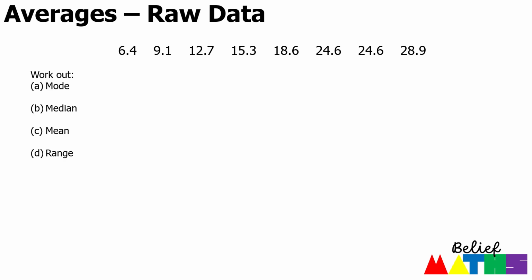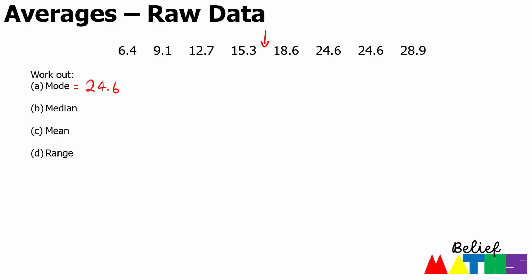Okay, last one, looking at averages for raw data. So the mode here, again, the mode is the most common, and the only number that repeats itself is 24.6. So that's our mode. Our median is our middle value. Now luckily our data is already in order for us, but because we've got 8 values, we actually need to find the middle value in here. So it's what's halfway between those two.